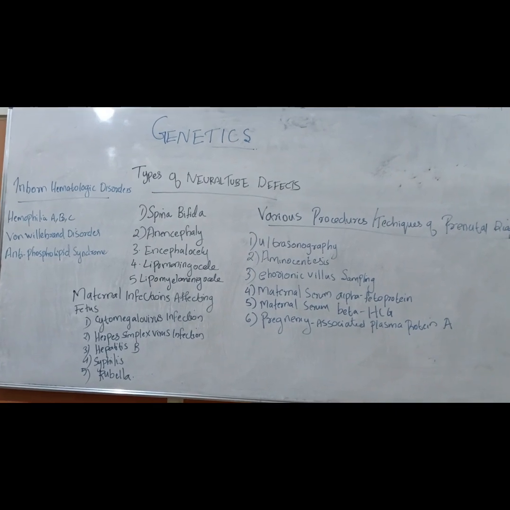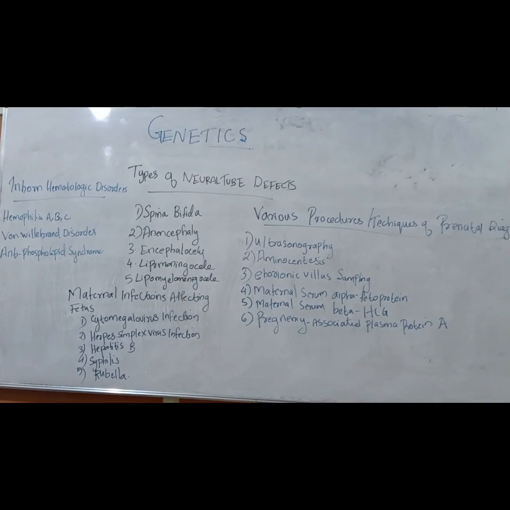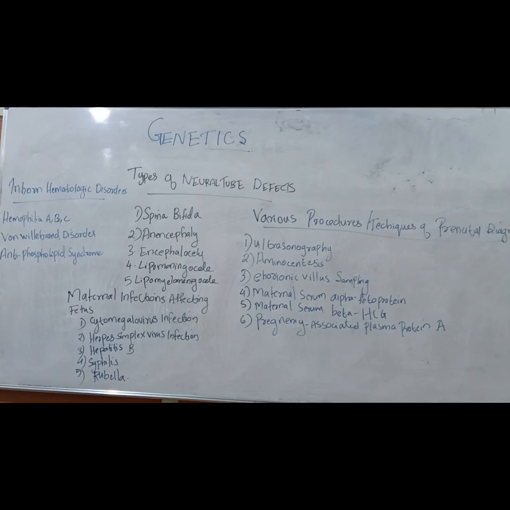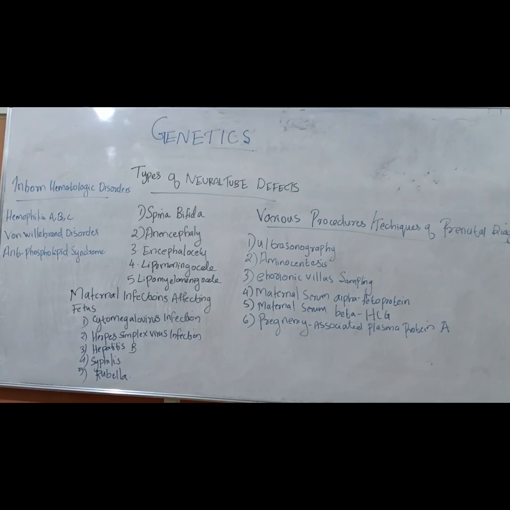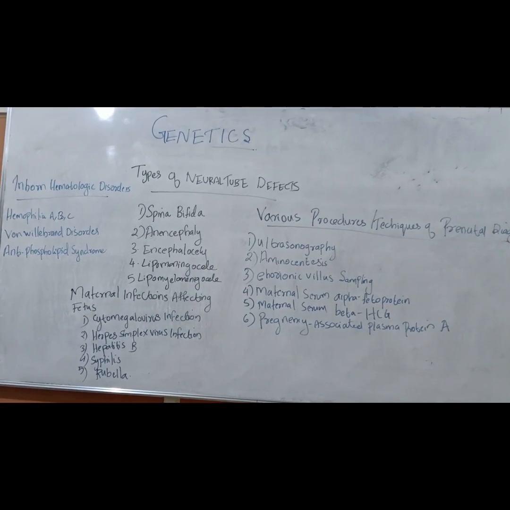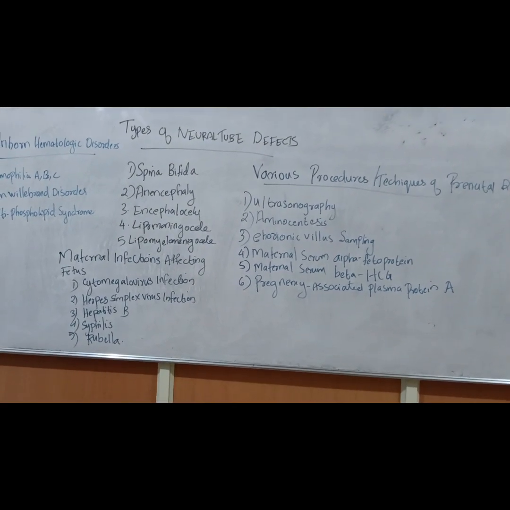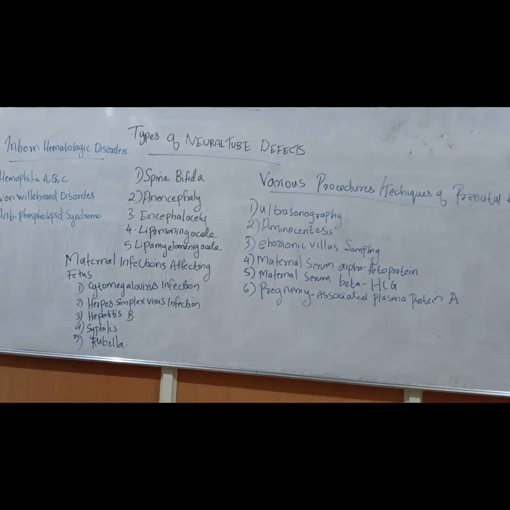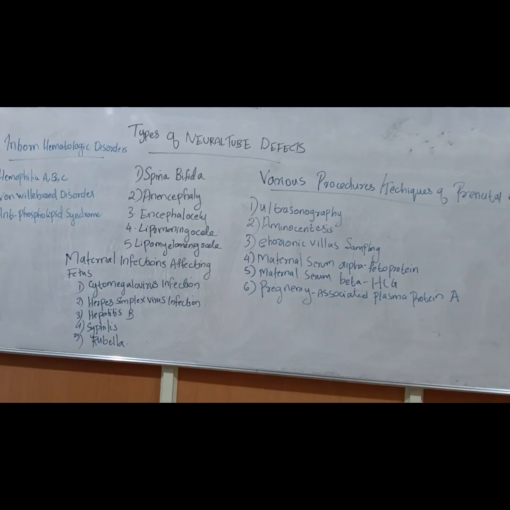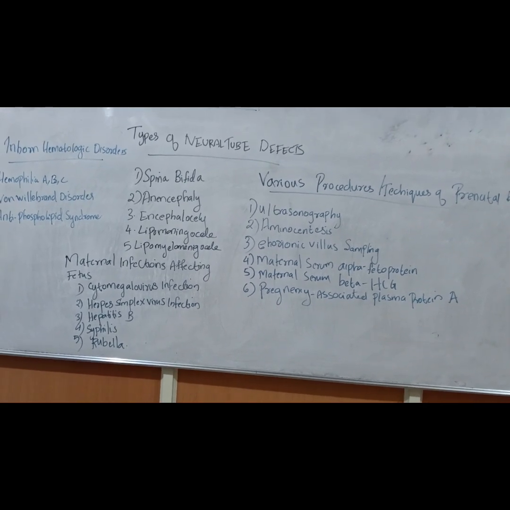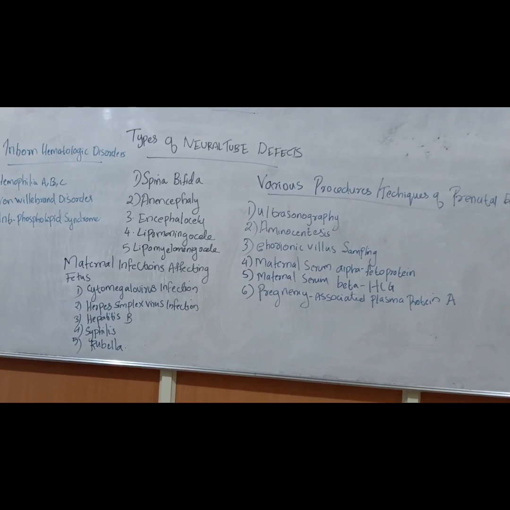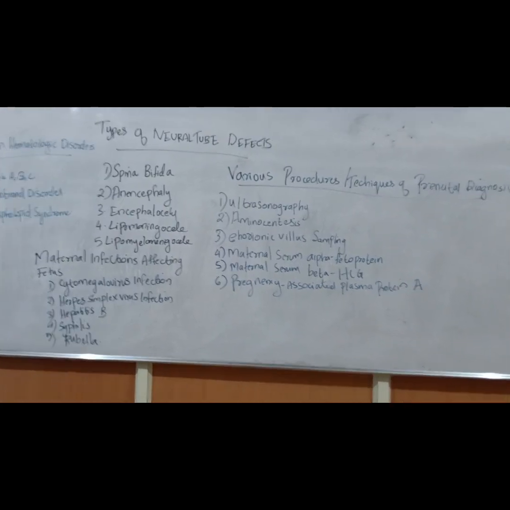Next, which are the inborn hematological disorders? Hemophilia A, B, C. Then sickle cell anemia, and we can write von Willebrand disorder and antiphospholipid syndrome. Then maternal infections that affect the fetus are cytomegalovirus infection, herpes simplex virus infection, hepatitis B, syphilis and rubella.